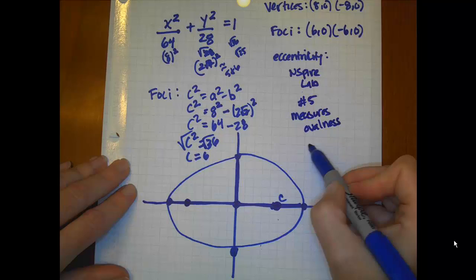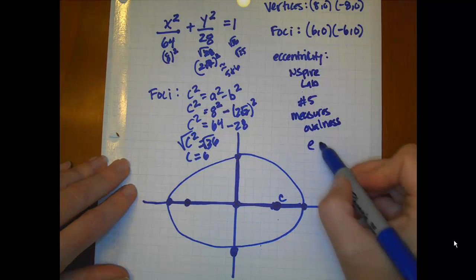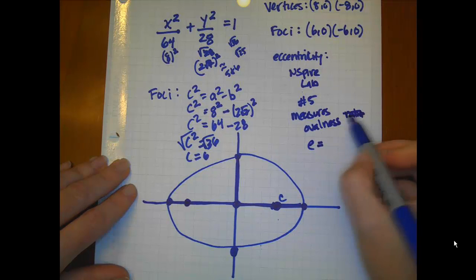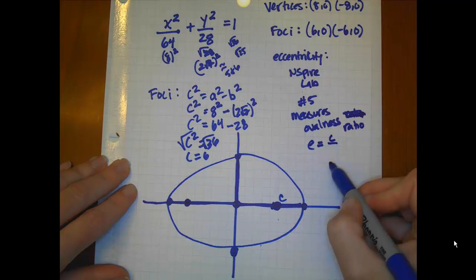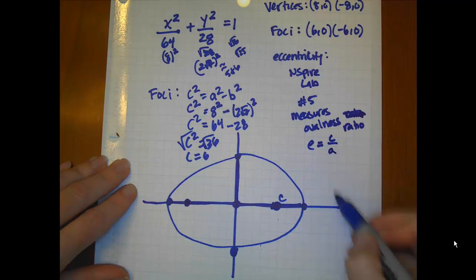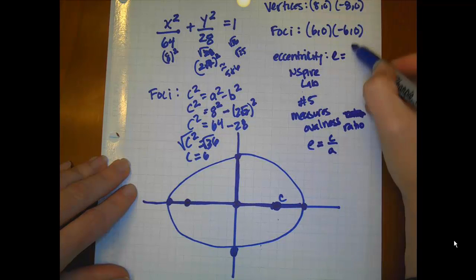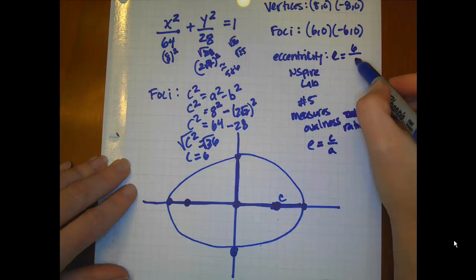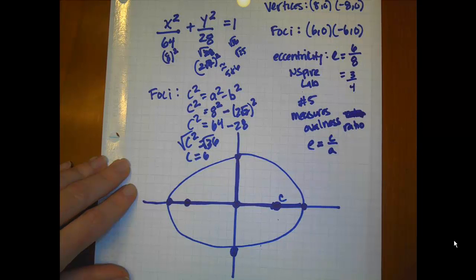And it told you that if we use the cursive E, not to be confused with the Euler number E, that it is a ratio. Okay, not a ration. It is a ratio of the distance of your foci over the distance of your vertex. So in this case, our C value is 6. Our vertex is 8. So our eccentricity is 3/4.